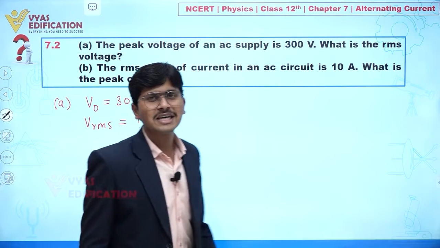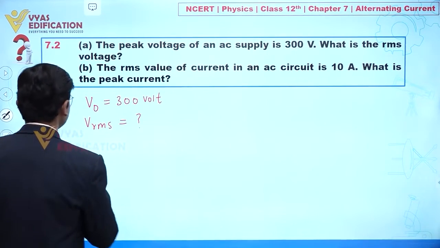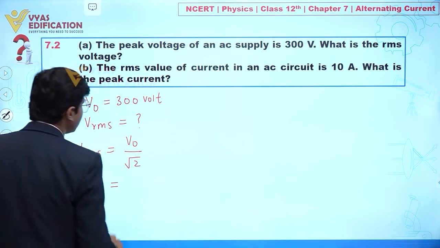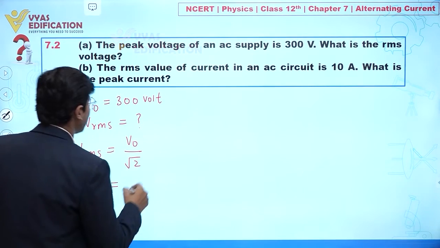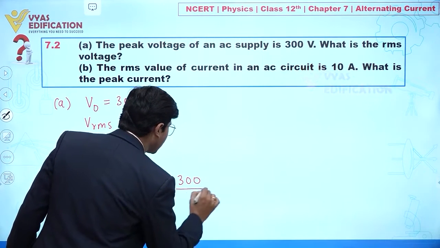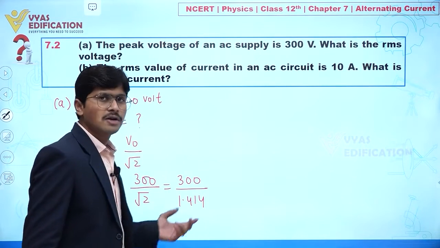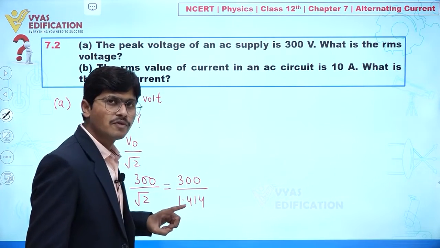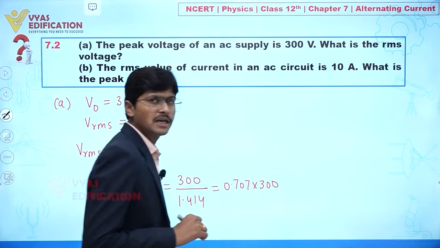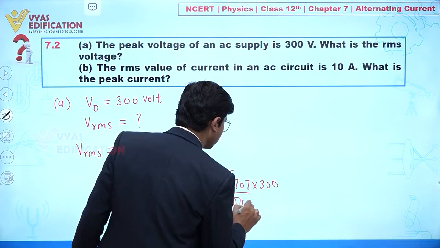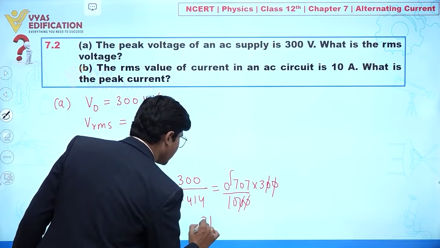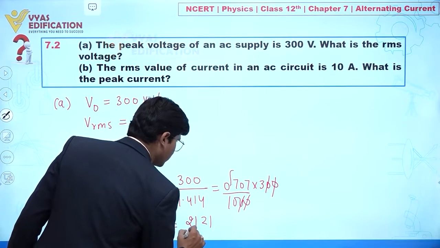Do you know what the relation is between RMS voltage and peak voltage? Yes, we know one relation: V_RMS is given by V0 divided by under root 2. V0 is the peak voltage, and it is given in the question as 300, divided by under root 2. So from here we can write 300 divided by 1.414, and if you divide 1 by 1.414, you will find the value 0.707, into 300. From here this 10 and this 10 cancel out, and if you multiply, we get 21, and again that is 21 divided by 10.